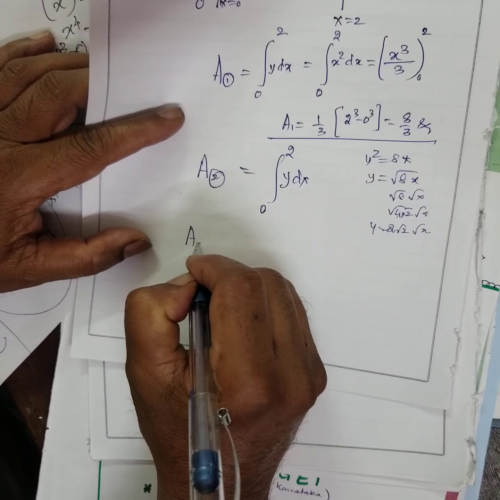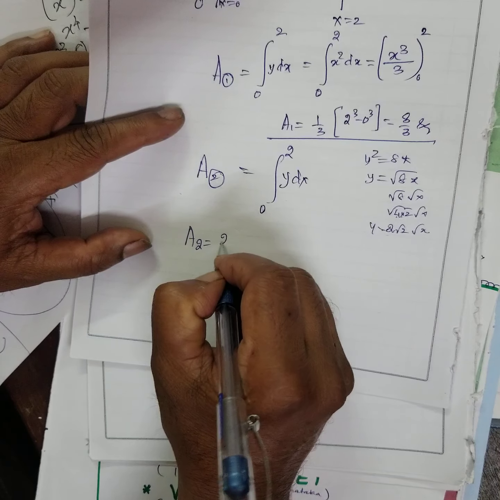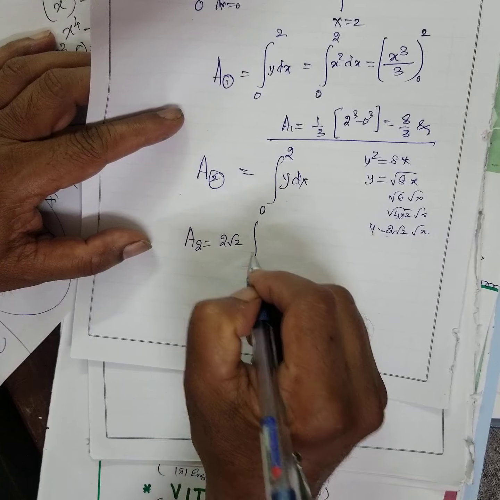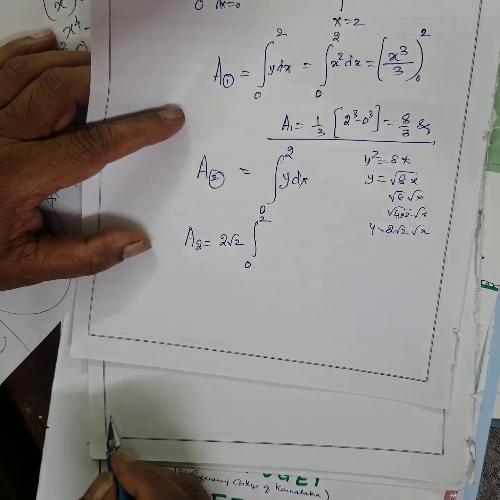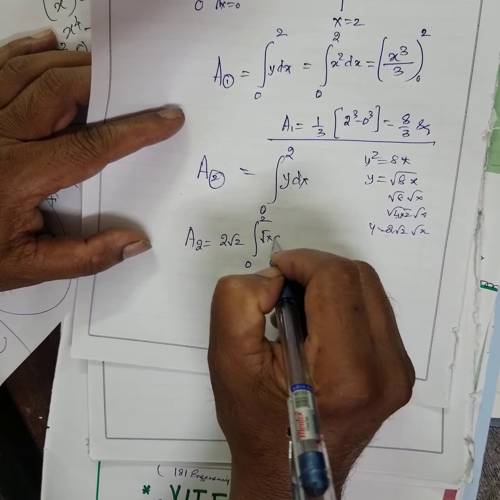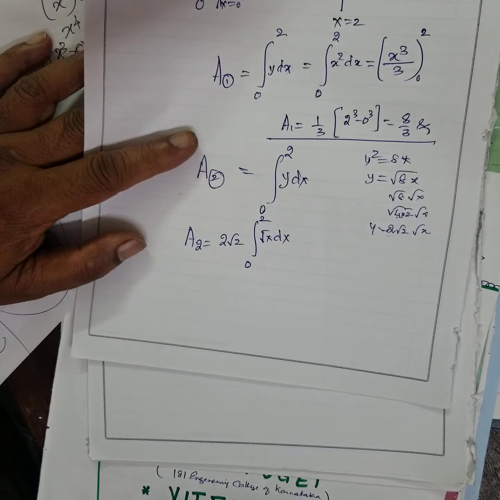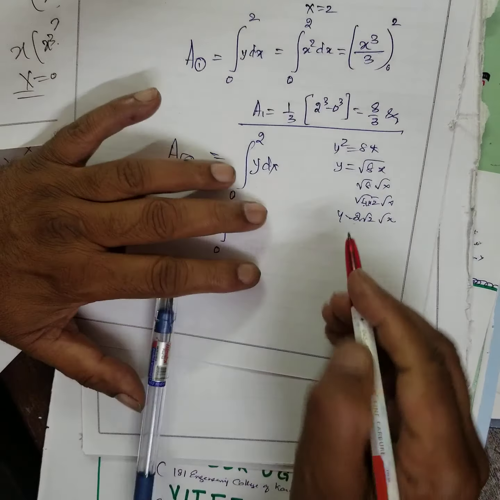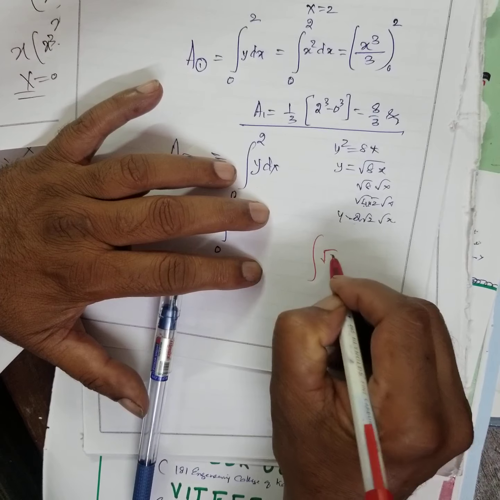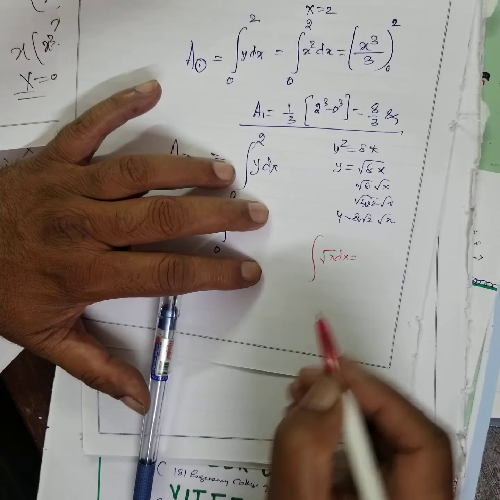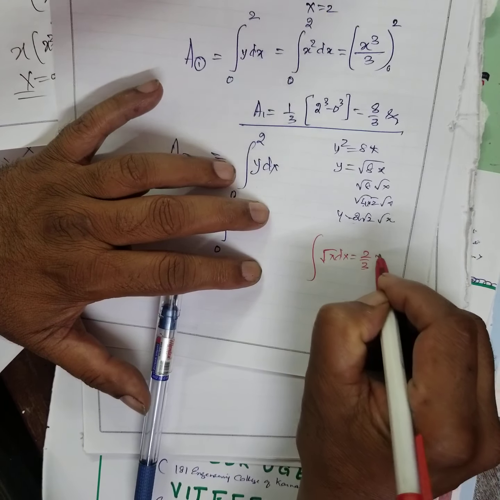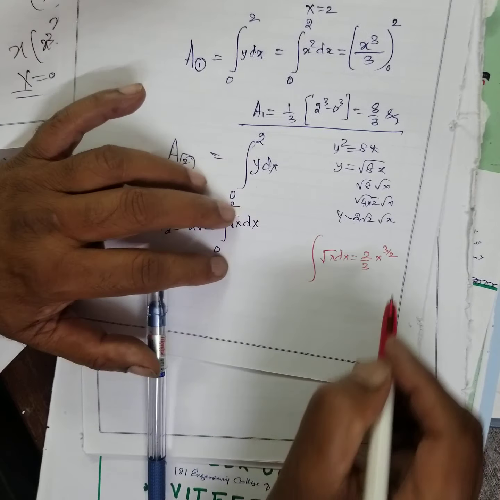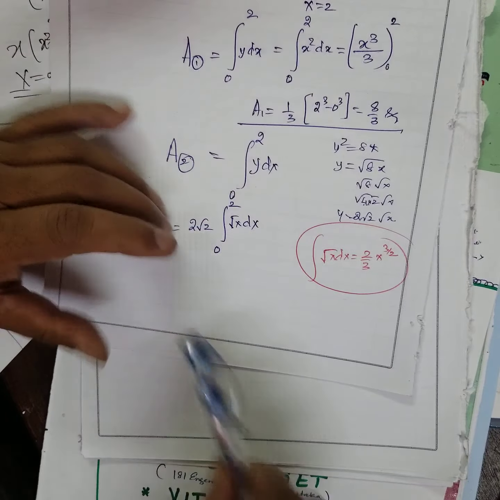Therefore A2 is equal to what? This 2 root 2 I will take out. Integration of 0 to 2 of root x dx. Can you follow? Now there is a formula. What is the formula? Integration of root x dx. In the first class I have done, it is 2 by 3 x to the power of 3 by 2. Do you remember? I am going to put it here.